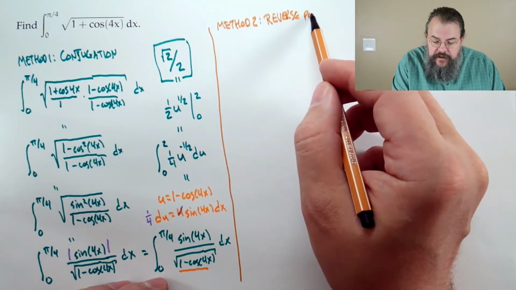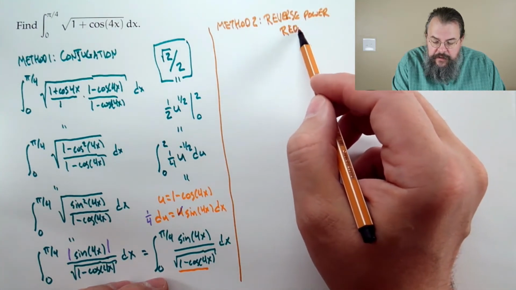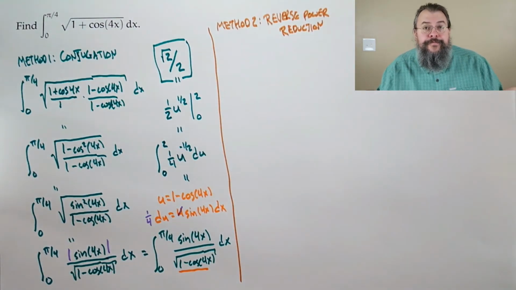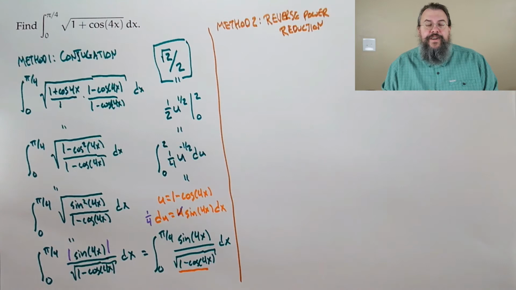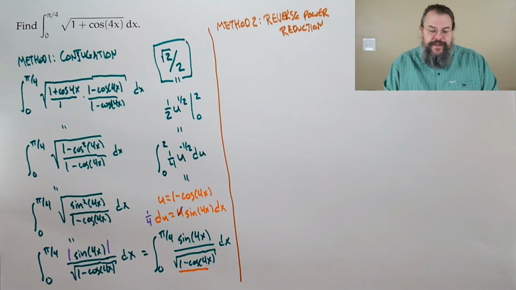Now, in some sense, if you think about what power reduction says, it says, hey, I want to take something that's a square and make it not a square. So reverse power reduction says, hey, I want to take something that's not a square and make it a square, which is wonderful if you have a square root. So how does this work?